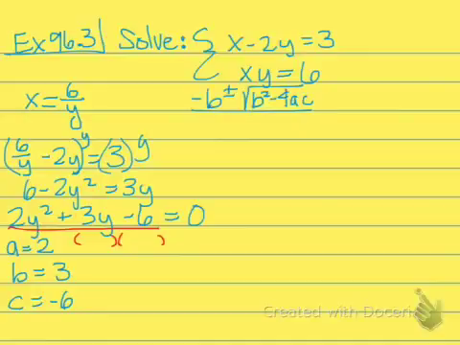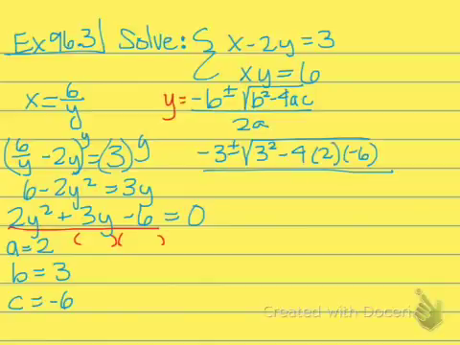So if you remember, the quadratic formula is opposite of b plus or minus the square root of b squared minus 4ac all over 2a. We're dealing with y's, so this is going to be y equals opposite of b, which is negative 3, plus or minus the square root of negative 3 squared minus 4 times 2 times negative 6, all over 2 times 2. And again, we're just using a, b, and c to plug into the quadratic formula.